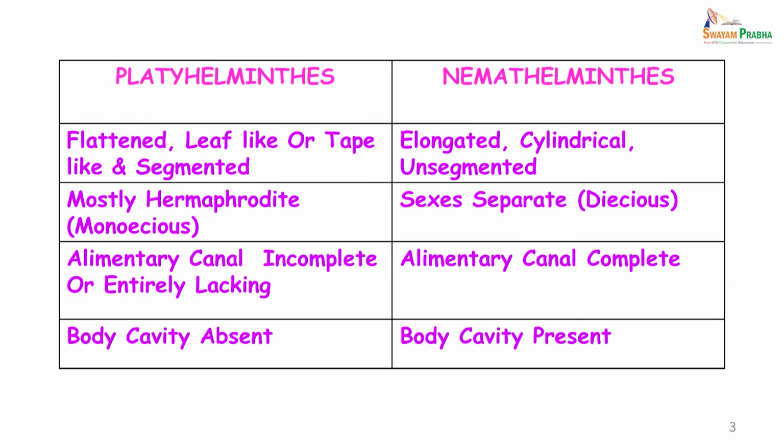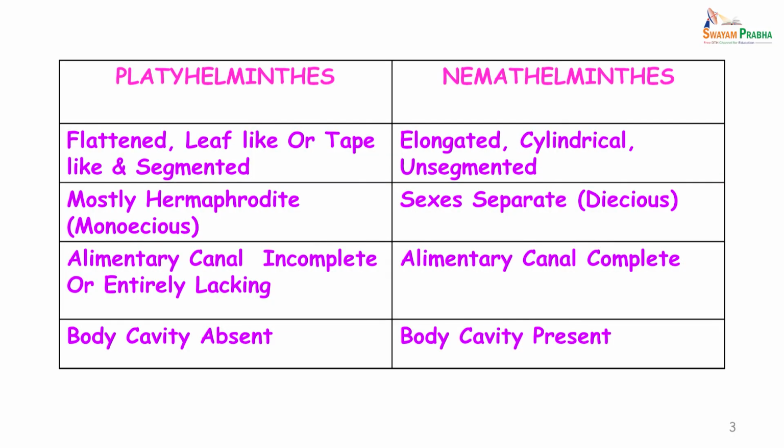Now, how do these platyhelminths differ from nemathelminths? For one thing, they are flat and not cylindrical. They are mostly hermaphrodites, that is monoecious. They lack an alimentary canal, or the alimentary canal may be incomplete, and they do not possess a body cavity.